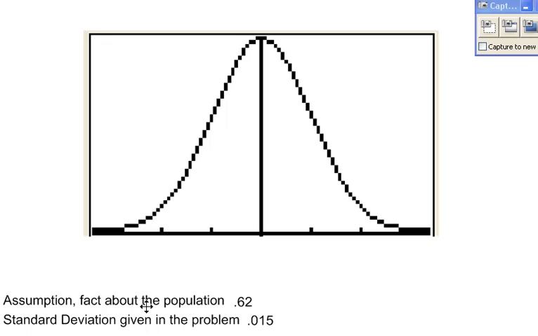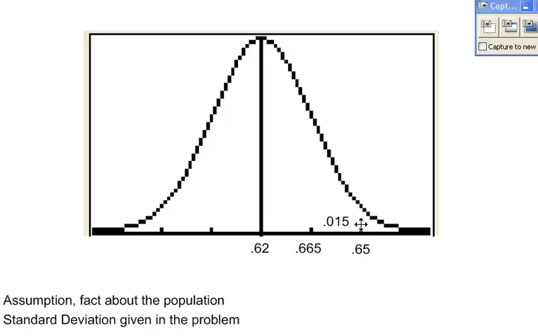The assumption, the fact about the population that was given, is that the population proportion is 62%. And also given in the problem was a standard deviation, which was 0.015. So this distance from here to here is 0.015, as is this distance, and this one as well. So by adding that amount to that fact about p, I can get that. The next point is 0.635, and if I add it again right here, it's 0.65.